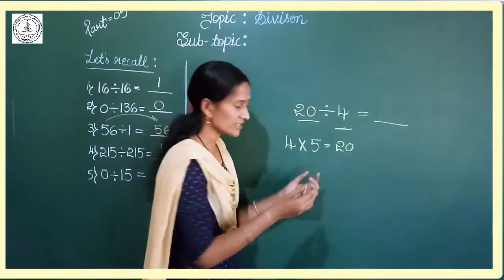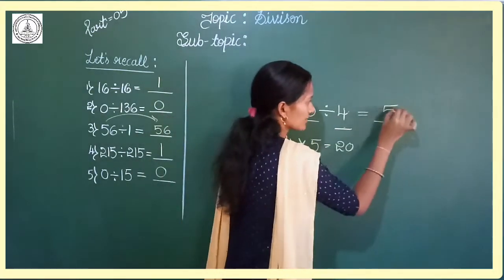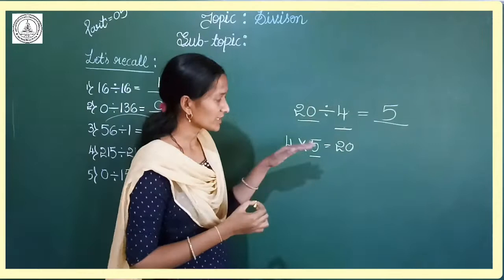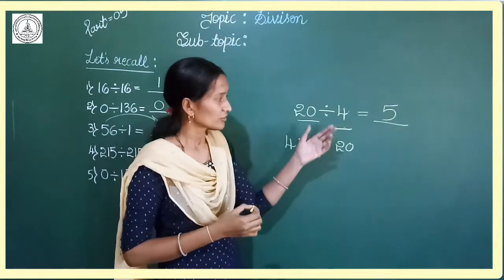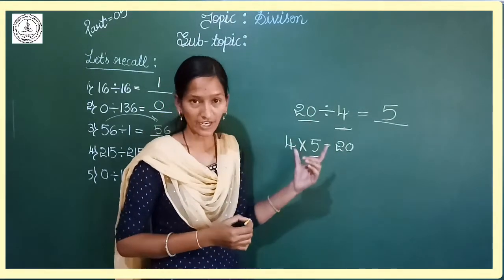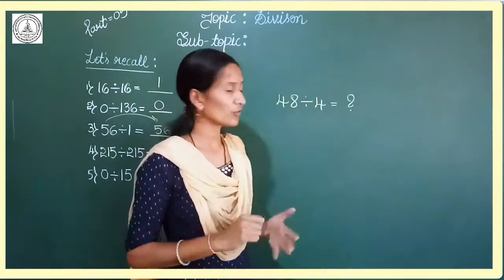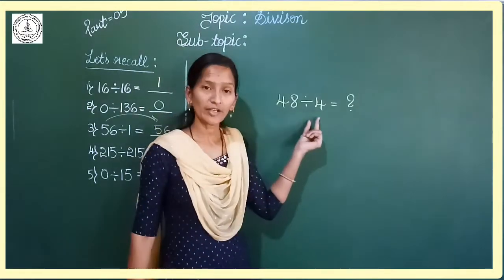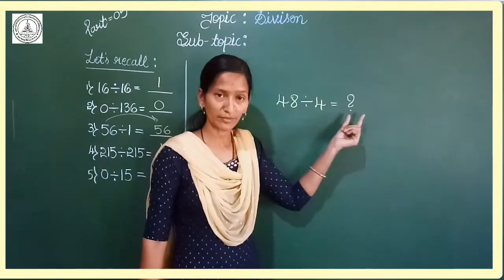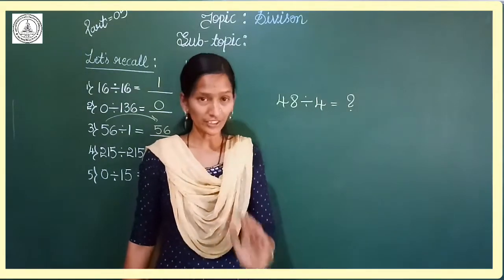So what is our answer? This 5 is our answer. This is a multiplication fact, and this is a division. Here 5 is the quotient. Now look here: 48 divided by 4 is equal to question mark. It means you have to find the quotient here.